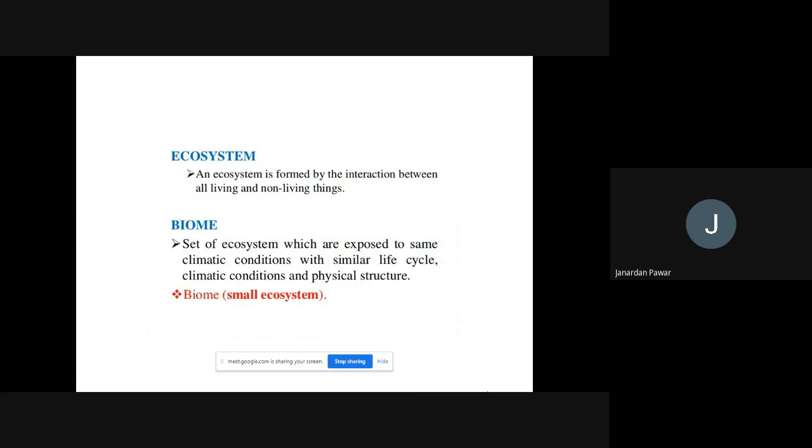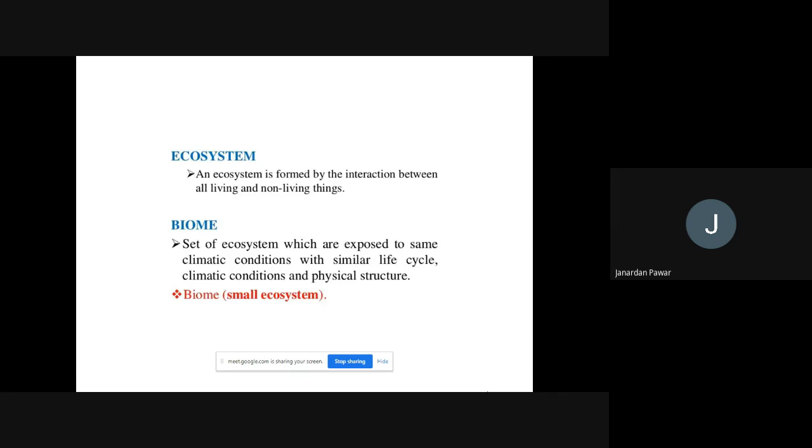See, ecosystem means what? An ecosystem is formed by the interaction between all living and non-living things. So listen, ecosystem is formed by the interaction between all living and non-living things. What does it include? Ecosystem includes all living and non-living things. In another term, ecosystem includes all biotic and abiotic things or components, right? So in an ecosystem, living means what? Those who are alive, those who can walk, talk, grow, and die, can be called living, right? Like human beings, animals, insects, all those come under the category of living things. Non-living things means what? Rocks, soil, stones, and other things which can be called non-living things.